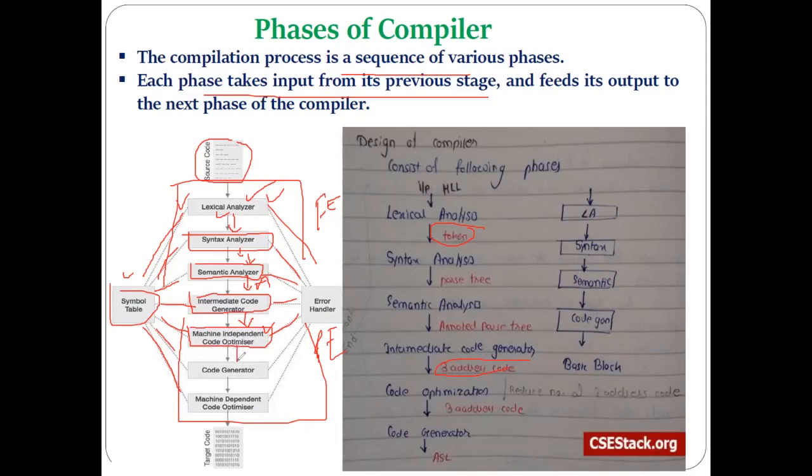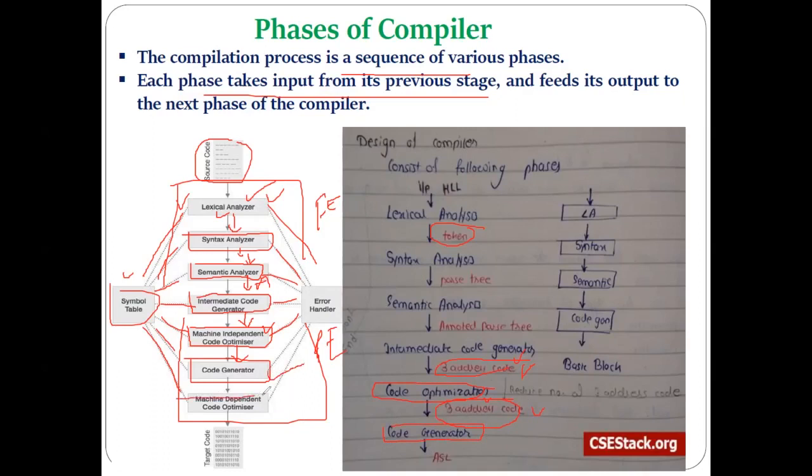And now we have reached the last phase of the compiler, the code generation phase. Here, after optimizing the code, the optimizer generates the three address code. What is the difference between this three address code and that three address code? This one is the unoptimized code, whereas this one is the optimized code. Now we have come to the code generation phase, and today we'll discuss it.